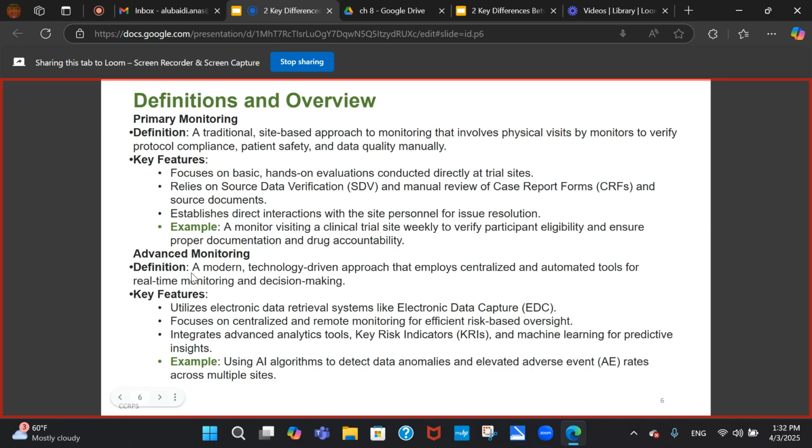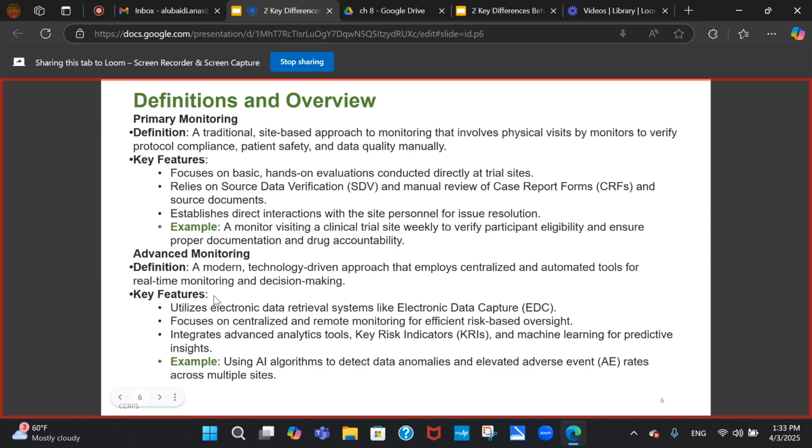Now, the definition for it: a modern technology-driven approach that employs centralized and automated tools for real-time monitoring and decision making. So here technology is involved, maybe AI, but advanced, enhanced technology is used in order to enhance the monitoring style to make advanced monitoring out of it.